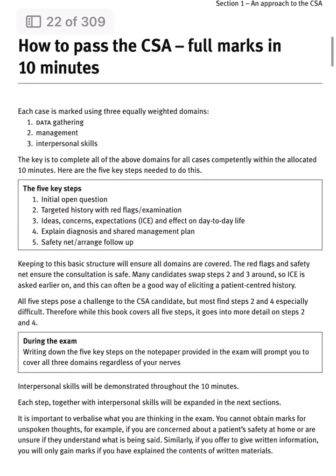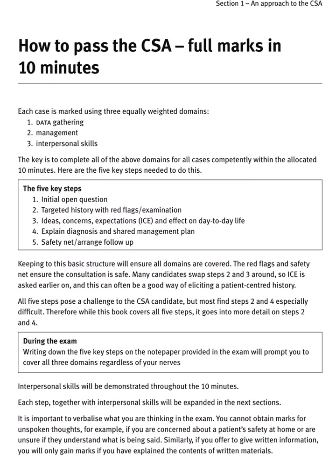Number 1, initial open question, and number 2, targeted history with red flags and examination if needed. Number 3, ideas, concerns and expectations, and effect on day-to-day life. Number 4, explain diagnosis and shared management plan. Number 5, safety net or arrange follow-up. Keeping to this basic structure will ensure all domains are covered. The red flags and safety net ensure the consultation is safe.